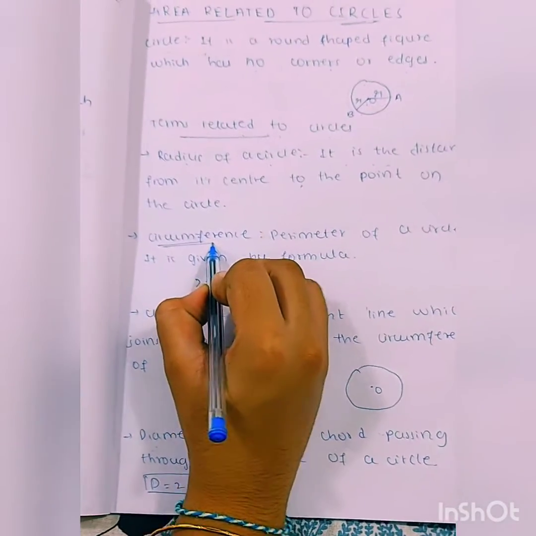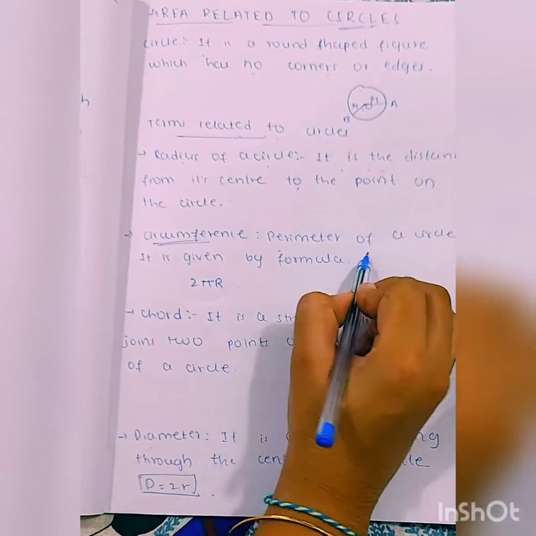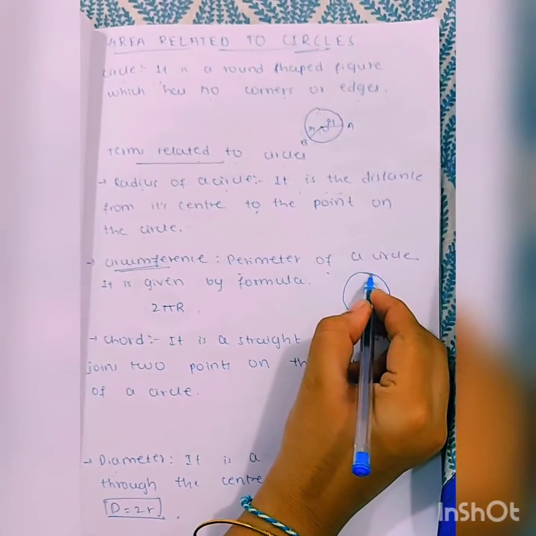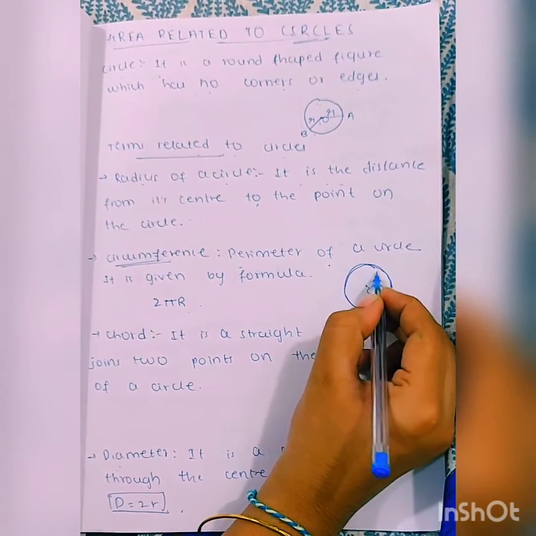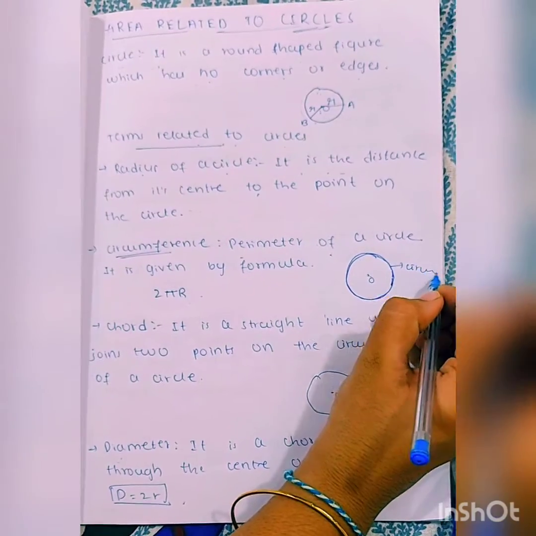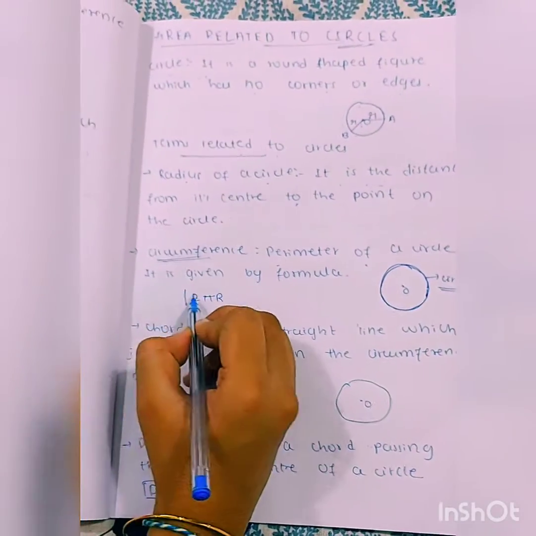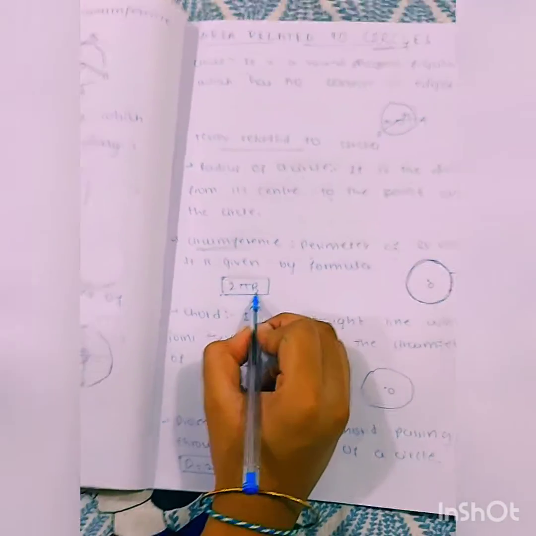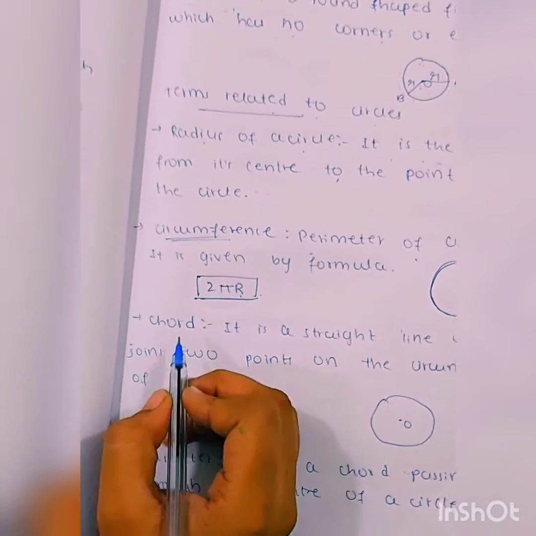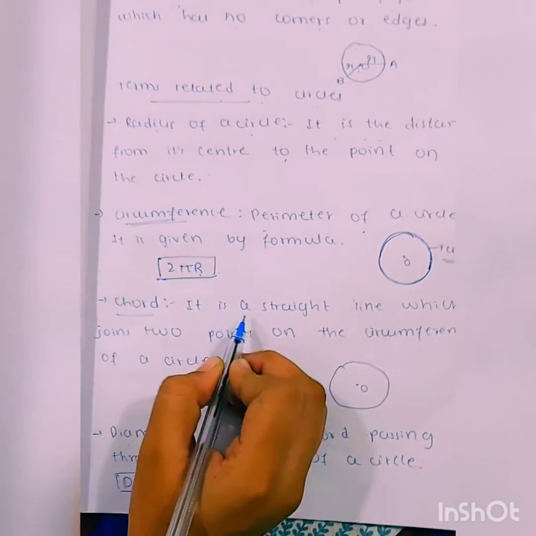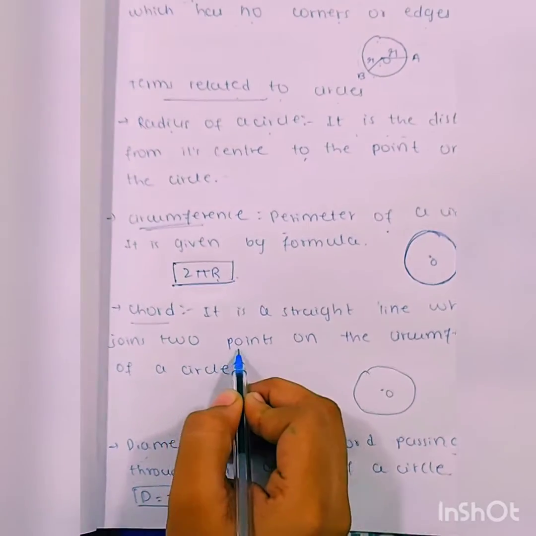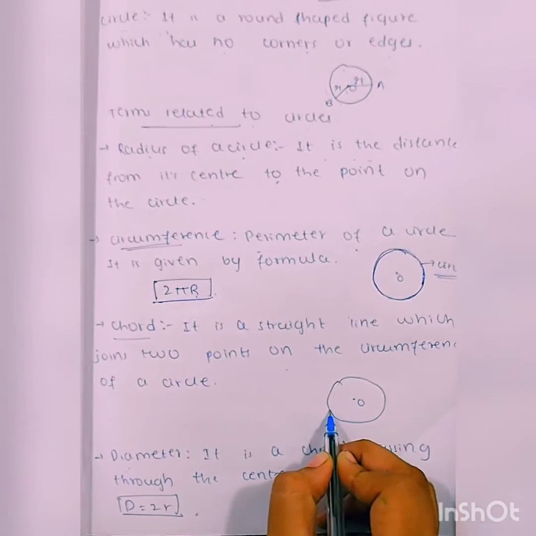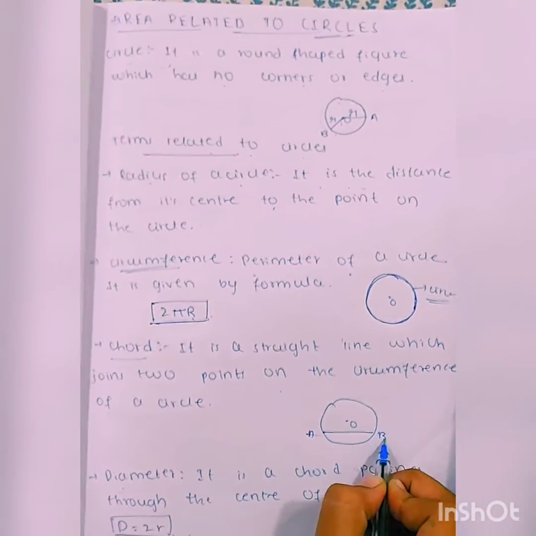Circumference of a circle. Perimeter of a circle is called the circumference of a circle. When we consider a circle, this is called the circumference of a circle. It is given by the formula 2 pi r, where pi is the constant term and r is the radius of a circle. Chord. It is a straight line which joins two points on the circumference of a circle. When we consider a circle with center O, here AB is the chord of a circle.